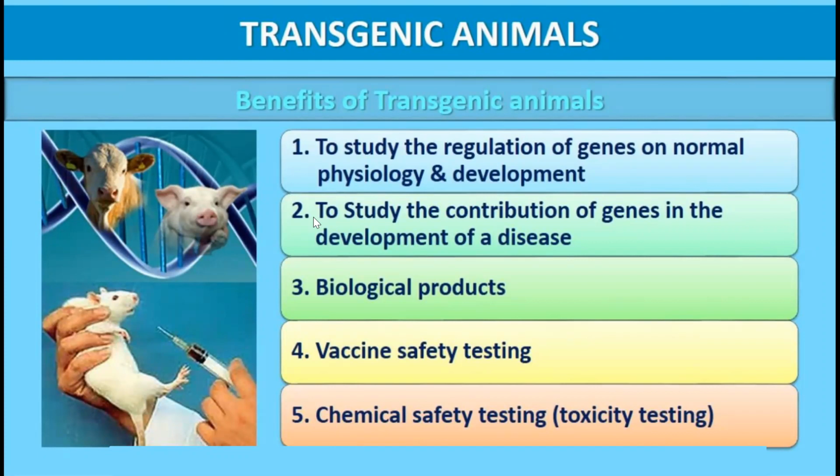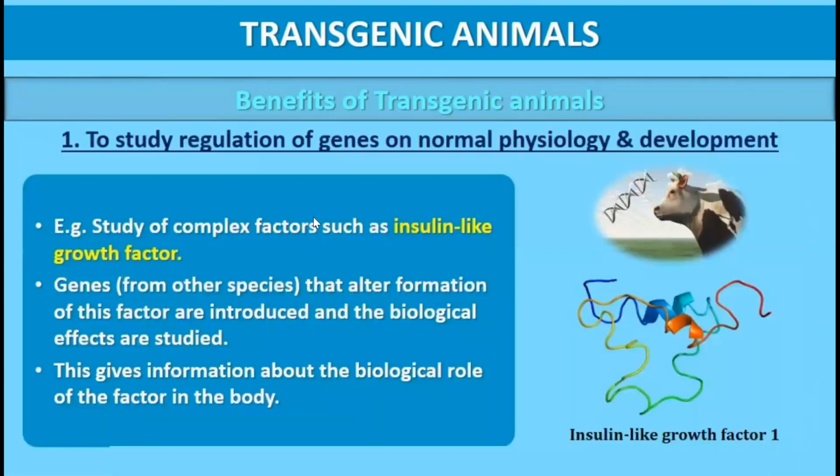The benefits of transgenic animals are to study the regulation of genes on normal physiology and development, to study the contribution of gene in the development of a disease. Third, for biological products production. Fourth one is for vaccine safety testing. Fifth one is chemical safety testing. Let's discuss in detail one by one all the benefits.